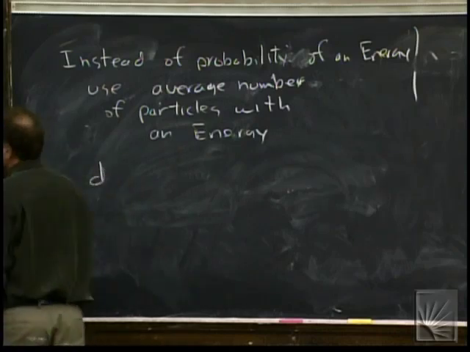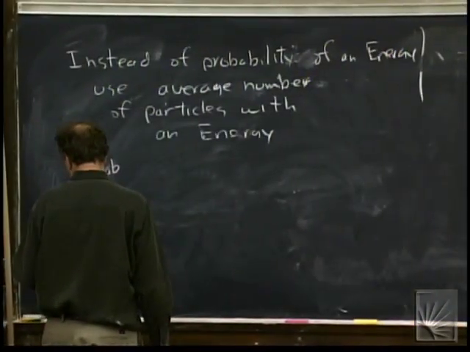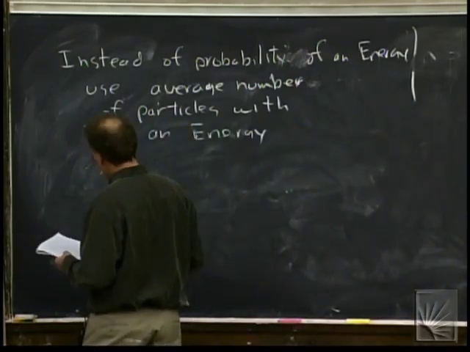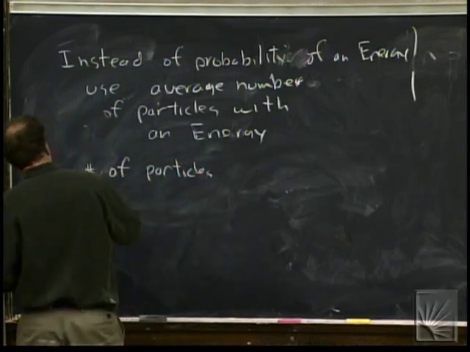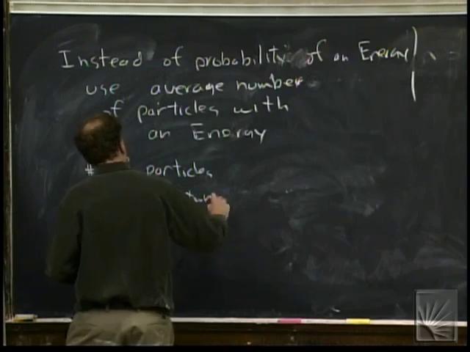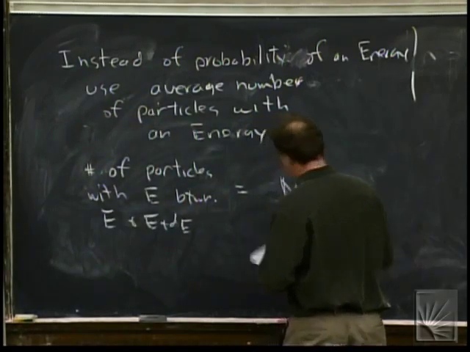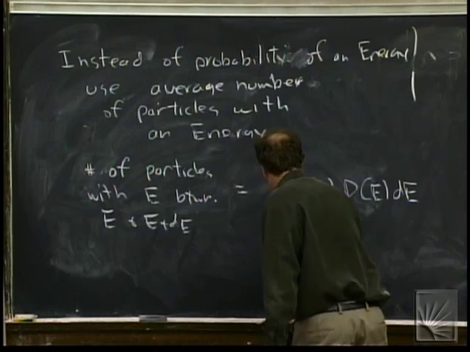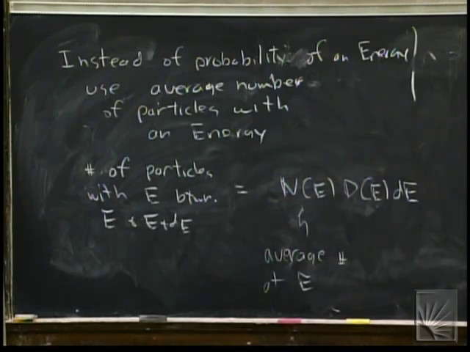So for instance, this statement here becomes the number of particles with E between E and E plus dE is going to equal, I'm going to write N of E dE, where this is the average number at E. All right? I know this feels a little bit ponderous, but I just have to make a shift. Okay?